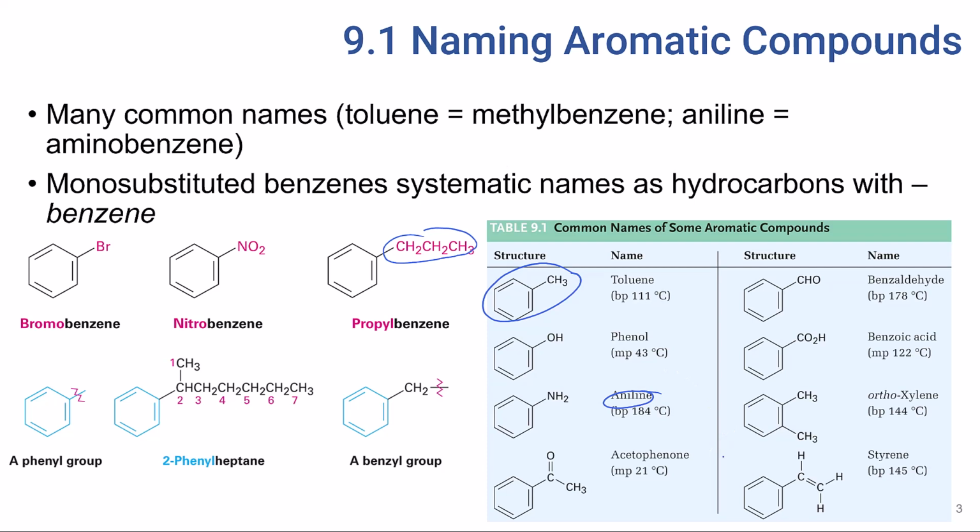In the table here, we have some of the common aromatic names. There's toluene, phenol, aniline, acetophenone has this group here. Benzaldehyde we saw on the last slide. We have benzoic acid, xylene, and then the styrene here. The ones that you'll want to be familiar with include toluene, phenol, aniline, benzaldehyde, and benzoic acid.